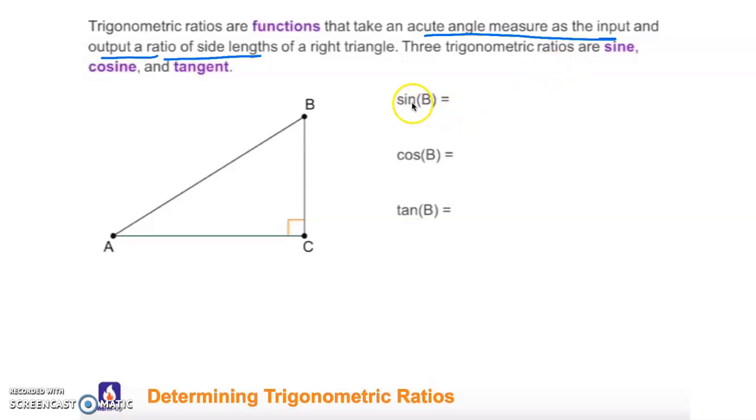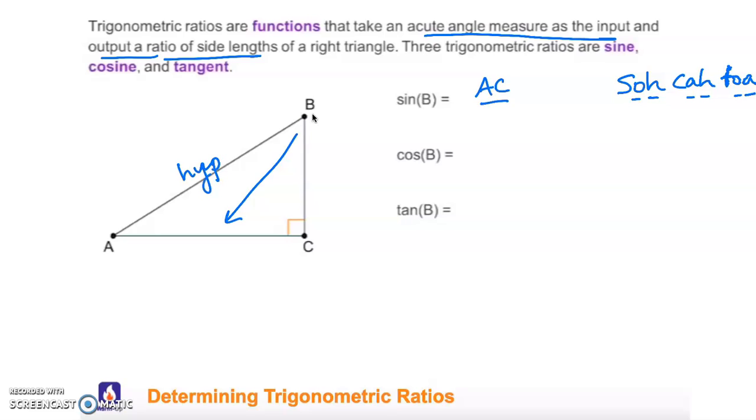The three that we've talked about are sine, cosine, and tangent. Remember we talked about SOHCAHTOA. Sine is the opposite over the hypotenuse, cosine is adjacent over hypotenuse, and tangent is opposite over adjacent. If we're looking in regards to angle B, the sine of B is going to be the opposite side, which is AC, over the hypotenuse, which in this case is always going to be AB. Remember, the hypotenuse always is the same. The opposite and adjacent sides change in relation to which angle.